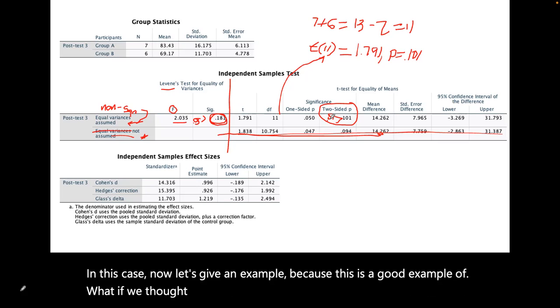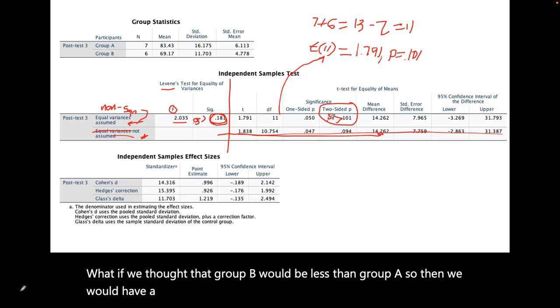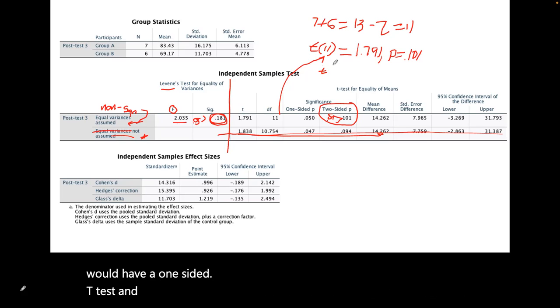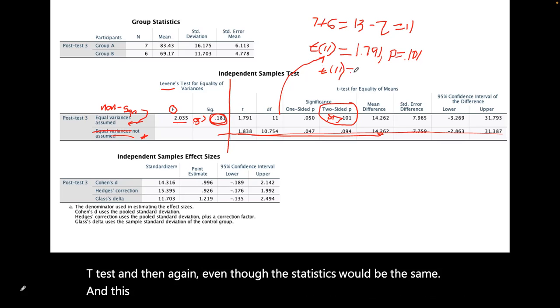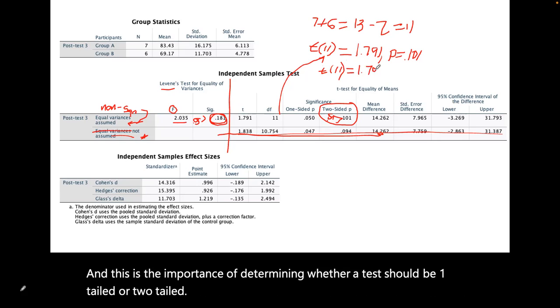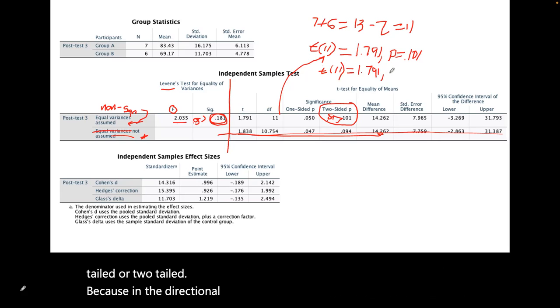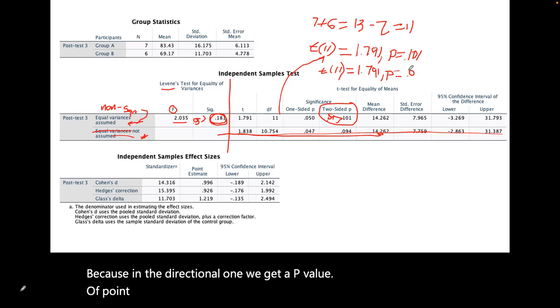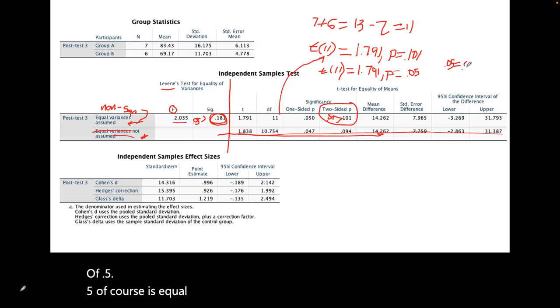Now let's give an example, because this is a good example of what if we thought that group B would be less than group A. So then we would have a one-sided t-test. And then again, even though the statistics would be the same, and this is the importance of determining whether a test should be one-tailed or two-tailed, because in the directional one, we get a p-value of 0.05, which, of course, is equal to 0.05.